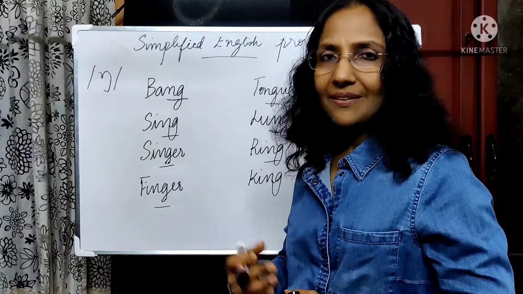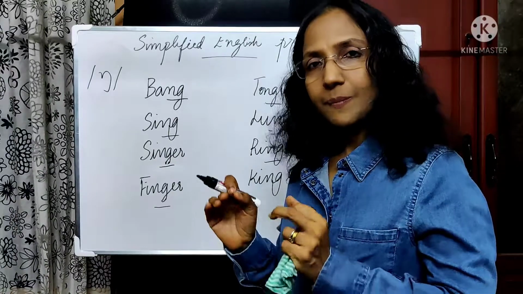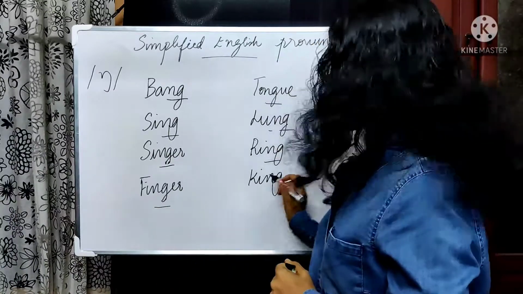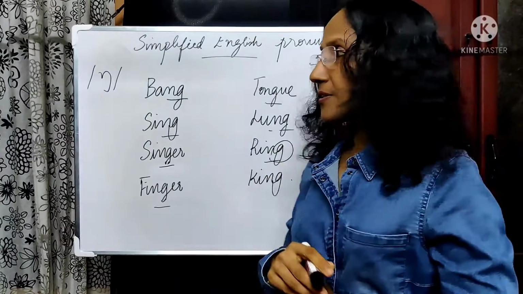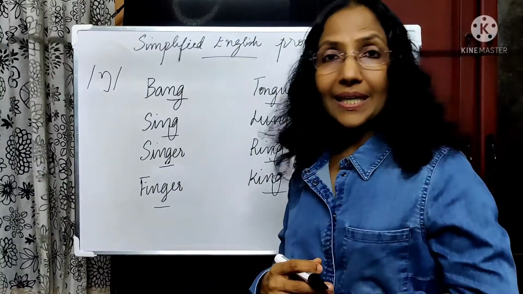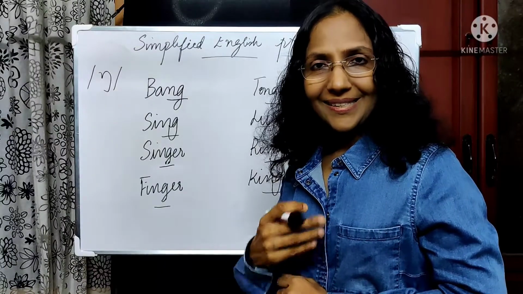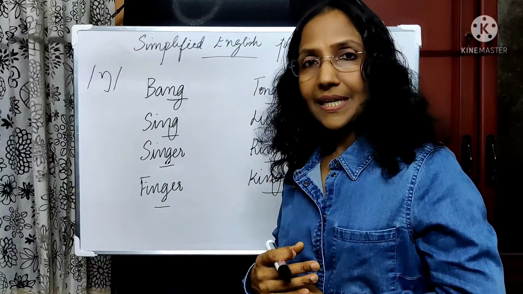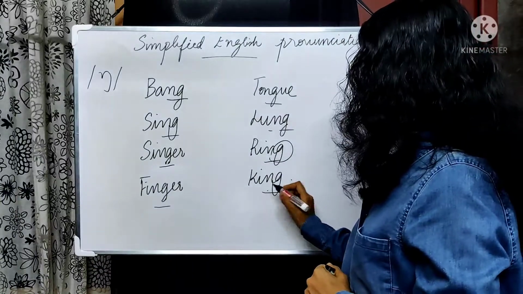Ring. A different sound, which we'll be learning specifically soon. Okay. So just now focus here. It's ring. Again, find here. It's king. King. See, it is articulated. That is the sound.